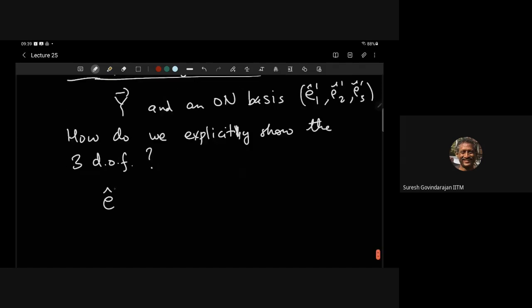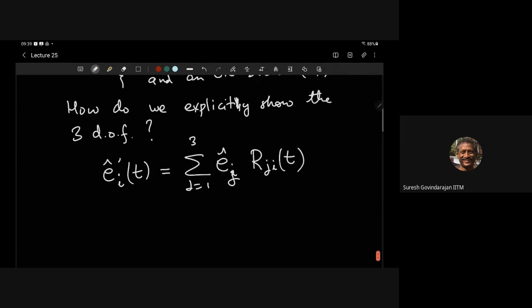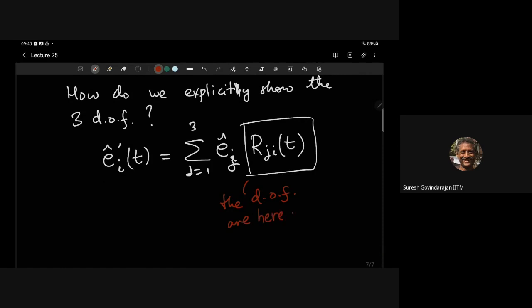So what we have, and this could be in general a function of t. I'm just writing it for completeness. And this should be equal to the summation over j from 1 to 3 of e hat I, which is a fixed basis. This is a body basis, right? Times a rotation matrix, which could have the time dependence. So this is an orthogonal matrix, so it has only 3 parameters. Of course R transpose R is identity, and the determinant of R is what? Plus 1.